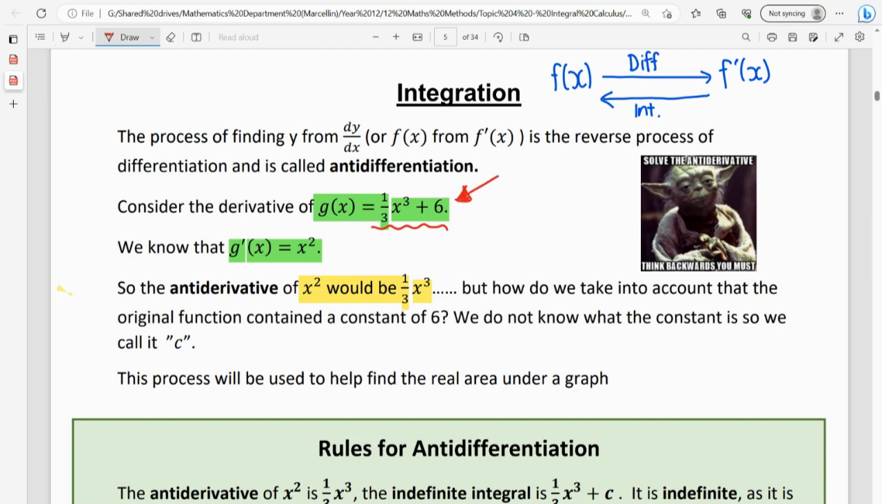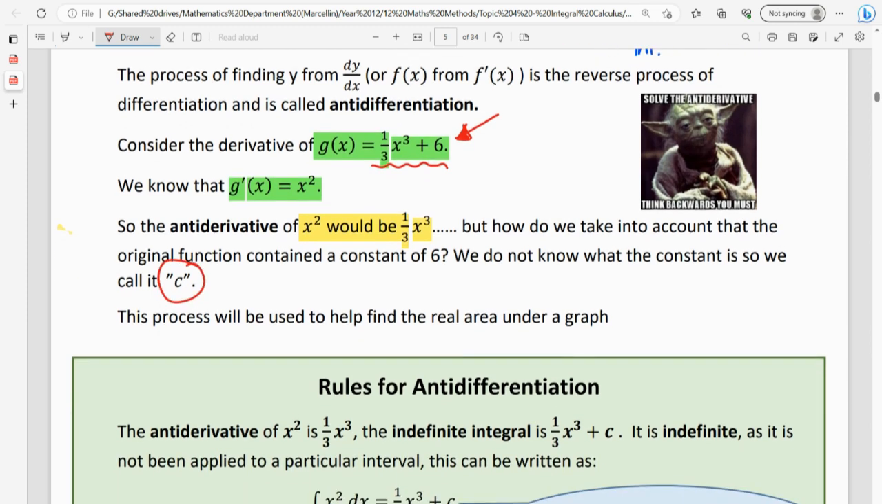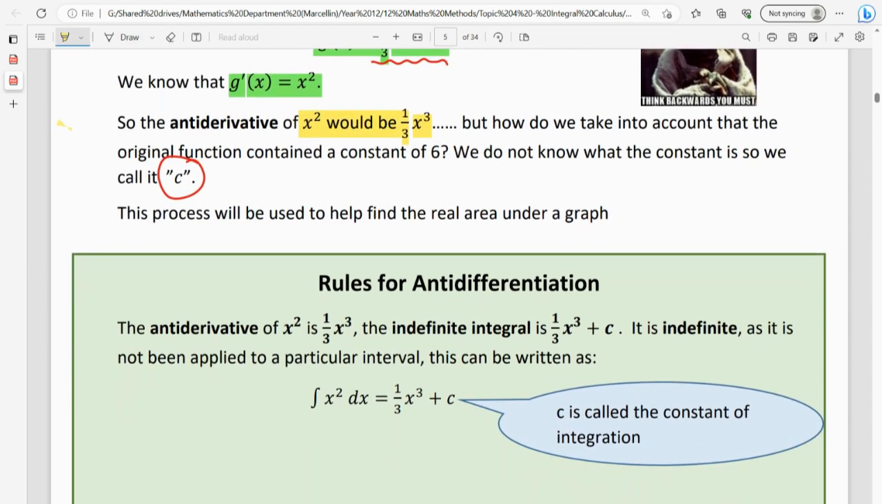So we had this constant. The way in which we deal with this when we integrate is we're going to add on a constant, and we call this constant c. So this means that when we integrate x squared, not only do we write the third x cubed, but we add on this plus c. Okay, and this c is a constant.